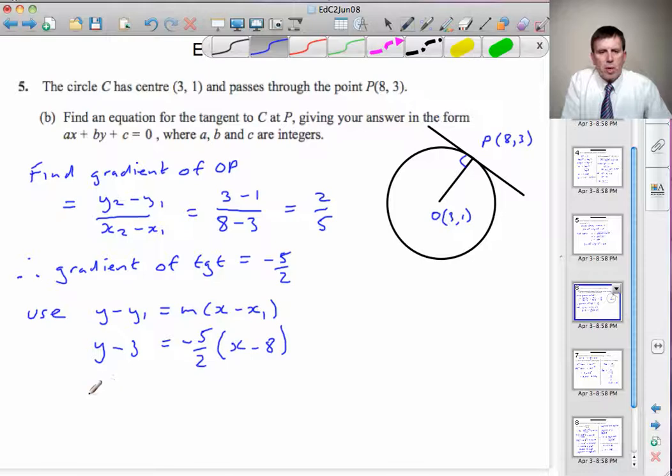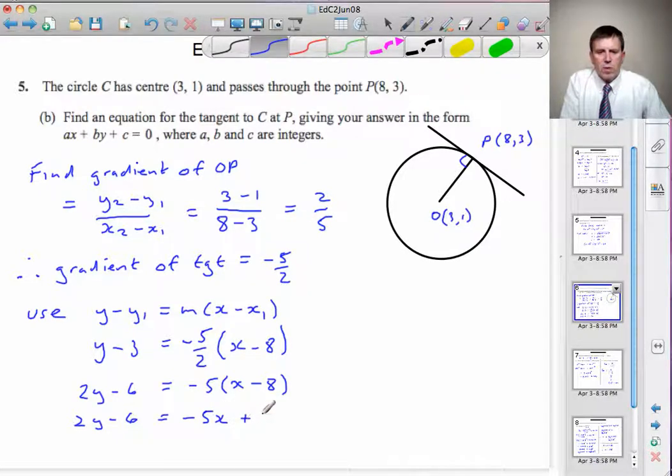Now let's multiply through by 2, and we get 2y minus 6 is equal to minus 5 times (x minus 8). Take the brackets off. 2y minus 6 is equal to minus 5x, and minus 5 times minus 8 is plus 40. Now let's get it in the form they wanted, with everything on one side. Bring everything to the left.